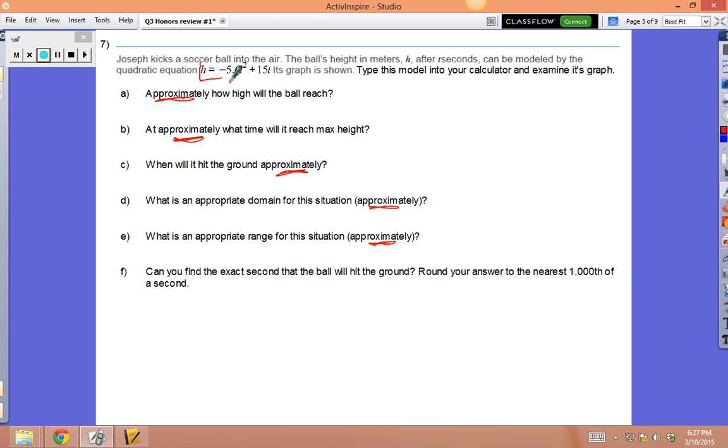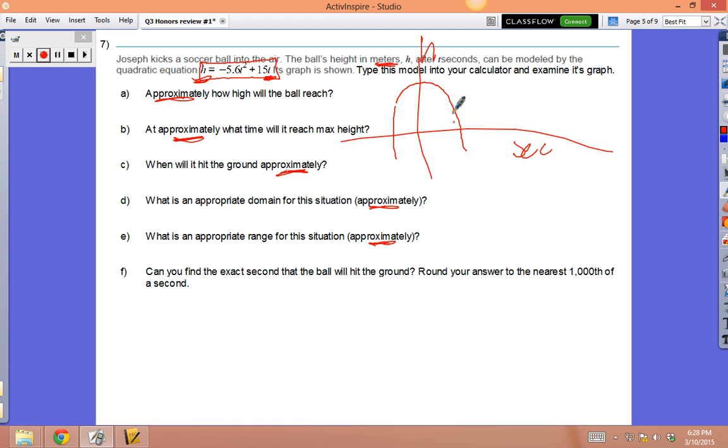On your calculator, if you type this into the graph and change these t's to x's, the negative is going to flip it upside down. It's going to look something like this. So your parabola is going to open downward. Your x-axis is in seconds, because t is time in seconds, and the y-axis is going to be h, height in meters. So type this in your calculator, and then look at the parabola.